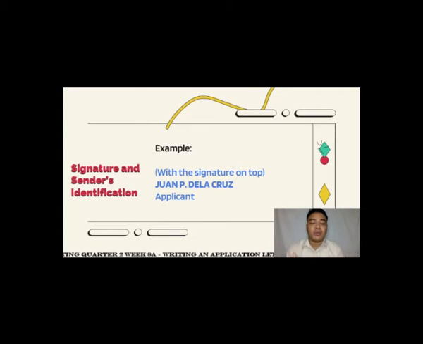Notice there is a note there that says with the signature on top. Meaning, in your application letter, it should always be signed. Remember that your application letter should be signed.